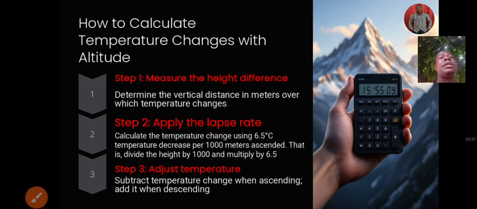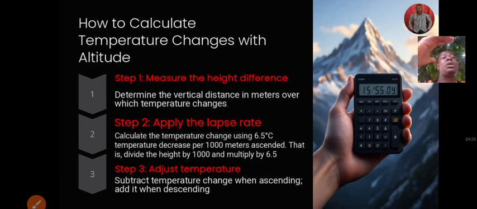Now, how to calculate temperature changes with altitude? Step one, what you must know and do is that you must measure the height difference. How do you do so? Determine the vertical distance in meters over which temperature changes. So, from the peak of a mountain to its base on the floor, you must know the height. Then what do you do again?